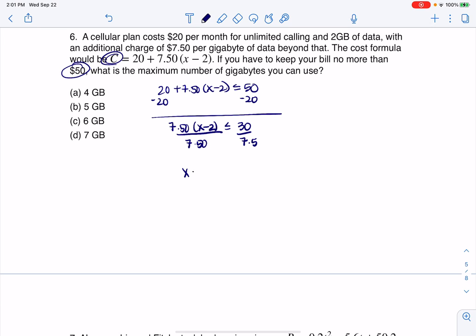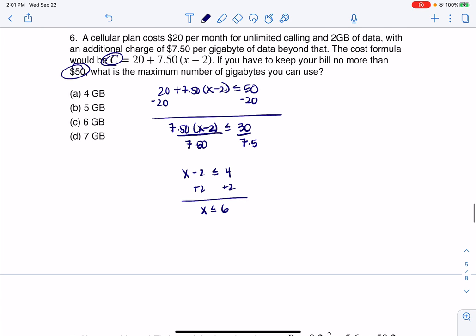So I would have x minus 2 is less than or equal to 4. I will add 2 to both sides, and I will get x is less than or equal to 6. And the units on this, again, if we're looking at the x, x is the amount of data, the gigabytes, that you're using. So I have up to 6 gigabytes that I can use for data, and then I will keep my bill to $50 or less. So there's my answer.